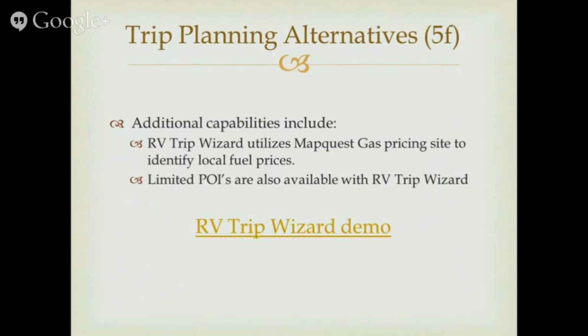Additional capabilities include an online use of MapQuest gas pricing for the individual via points, so I can determine where the cheapest fuel is around there. And by the way, it isn't simply gas, it's fuel pricing. There is a diesel option. And there are some limited POIs, really commercial POIs, available with RV Trip Wizard. What I've done to enhance that is we've added POIs to our navigation tool, to our GPS. Okay, and we'll go into a Trip Wizard demo a little later.